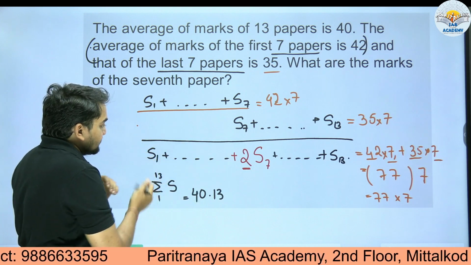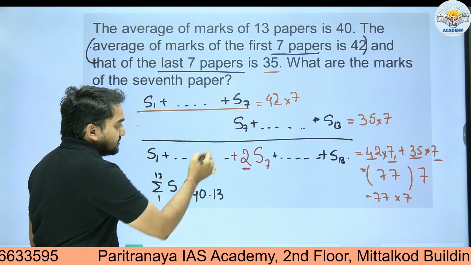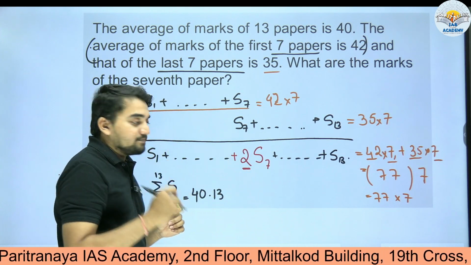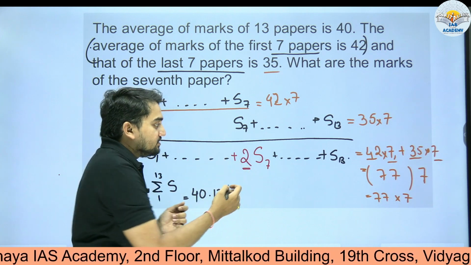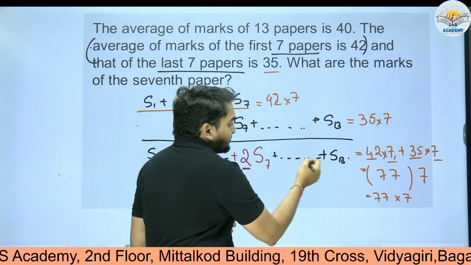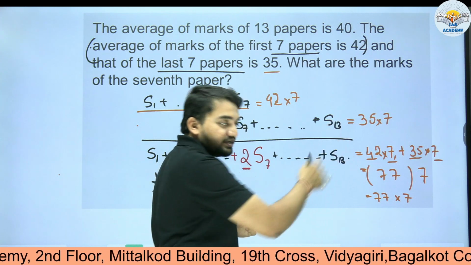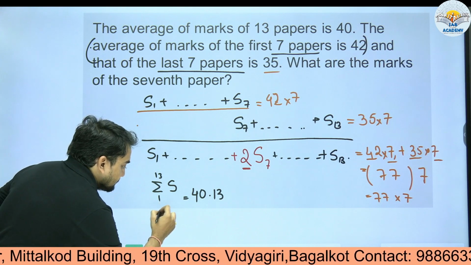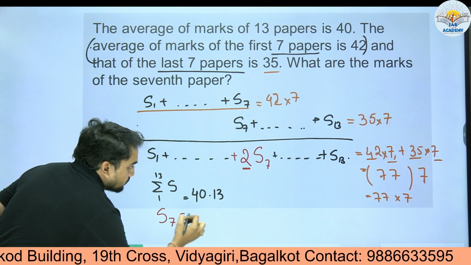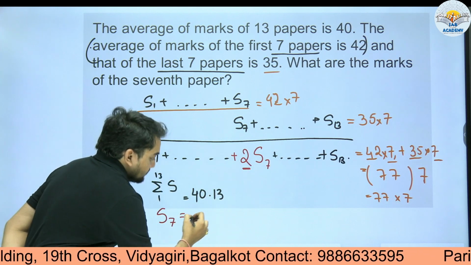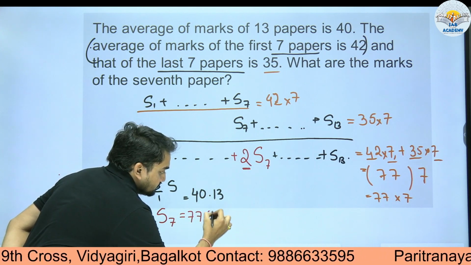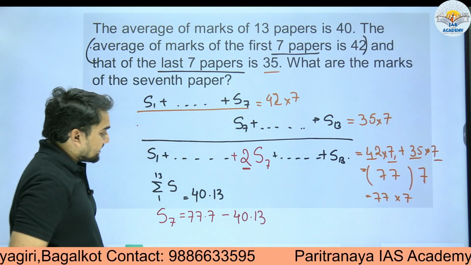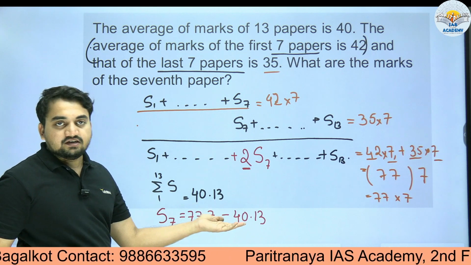If we subtract both, S1 gets cancelled, S2 gets cancelled, S3, S4, S5, S6, but S7 will remain: 2 S7 minus S7. Then S8, S9, S10, up to S13 get cancelled. So that means S7 is equal to 77 into 7 minus 40 into 13. Further calculation is not possible, we have to directly get it done.